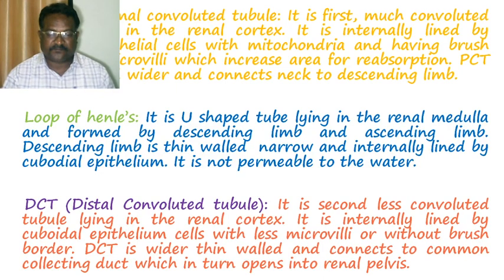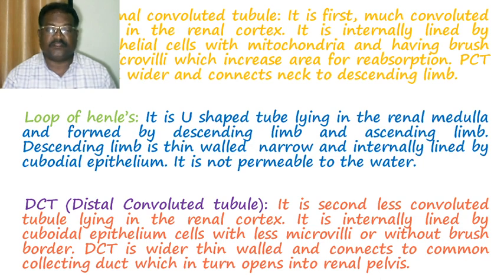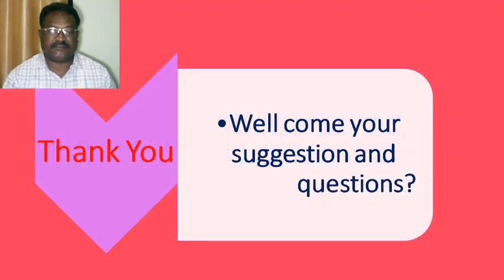DCT is the second, less convoluted tubule lying in the renal cortex. It is internally lined by cuboidal epithelial cells with less microvilli or without a brush border. DCT is wider, thin walled and connects to the common collecting duct, which opens into the renal pelvis.